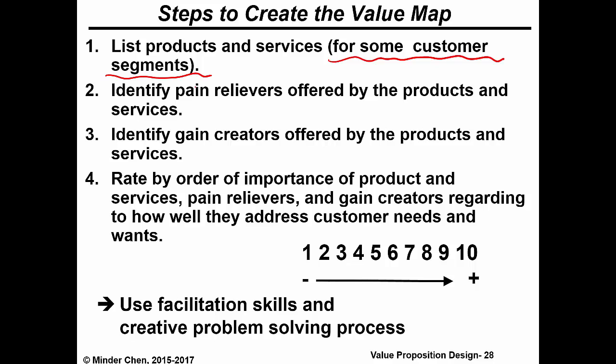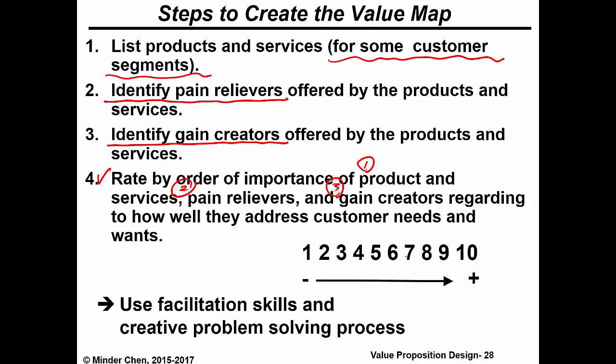And once you identify a list of products and services, usually it's a bundling of products and services, then you will identify the pain relievers offered by the products and services. And after that, you will identify the gain creators offered by the products and services. And after all of that, you would start to rate by order of importance: first, the products and services; second, the pain relievers; third, the gain creators, regarding how well they address the customer needs and wants. You would rate these three aspects using a scale, say 1 to 10.